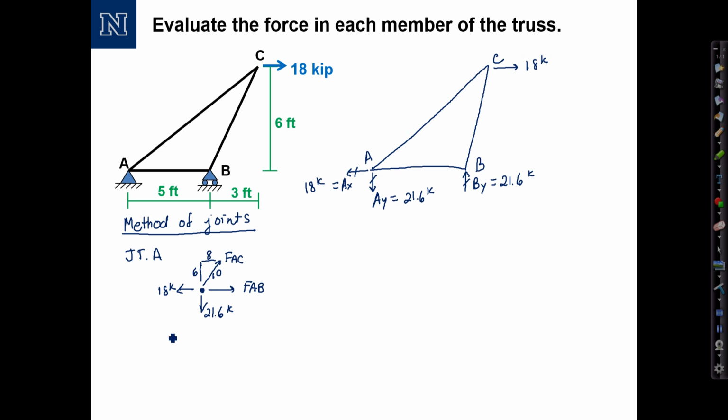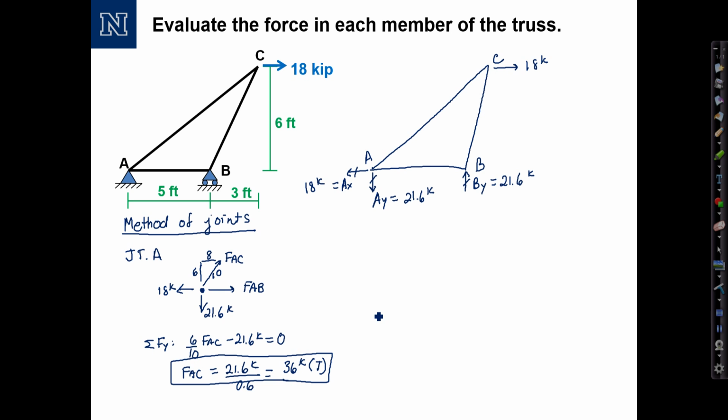Okay, let's start with the sum of the forces in y equal to 0, since that will allow us to directly solve for FAC. Sum of the forces in y, we have 6/10 of FAC minus 21.6 kips acting downward. Set that equal to 0. Solve for FAC. 21.6 kips divided by 0.6 or 6/10, and that gives us 36 kips. It's positive, so we know that it is indeed tension.